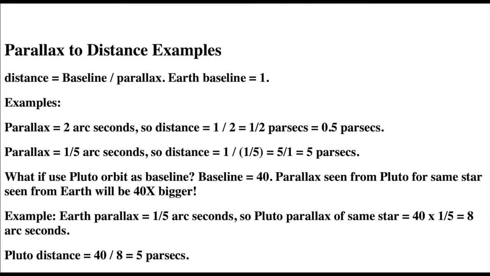If the parallax observed from Earth is 1/5 of an arcsecond, then the parallax observed from Pluto is 40 times bigger, or 8 arcseconds. The distance in parsecs for that star as seen from Pluto will be 40 divided by 8, which equals 5 parsecs. And that's the same distance we found when observing from Earth. The sun to star distance equals any planet or dwarf planet to star distance.